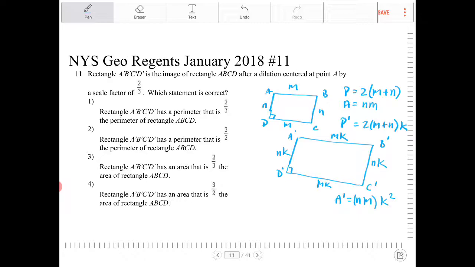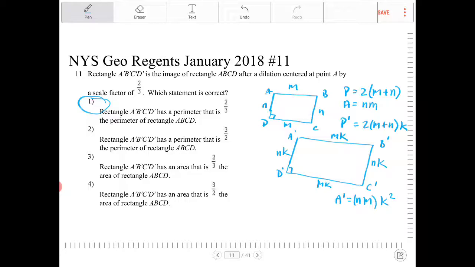Rectangle A prime, B prime, C prime, D prime has a perimeter that is 2/3 the perimeter of rectangle ABCD. That is actually true. Let's see if the other options there sound ridiculous or not.